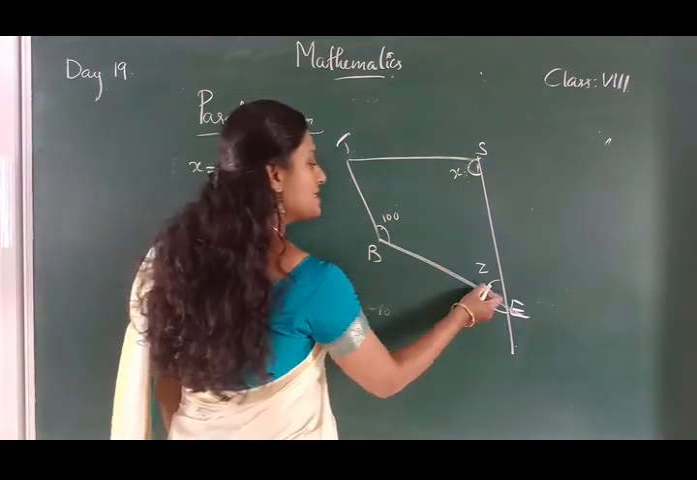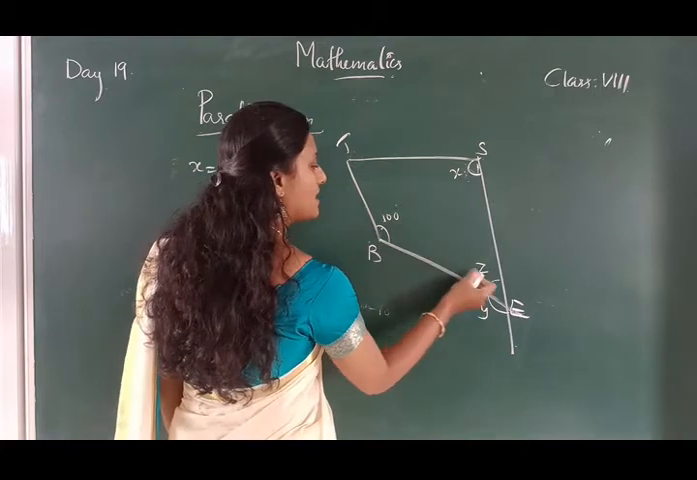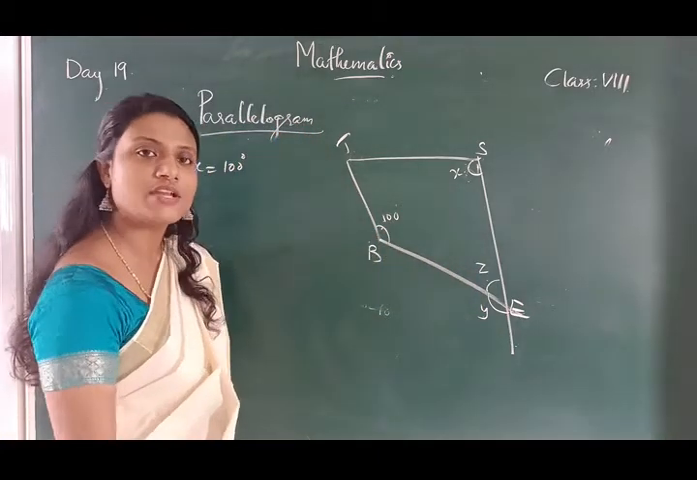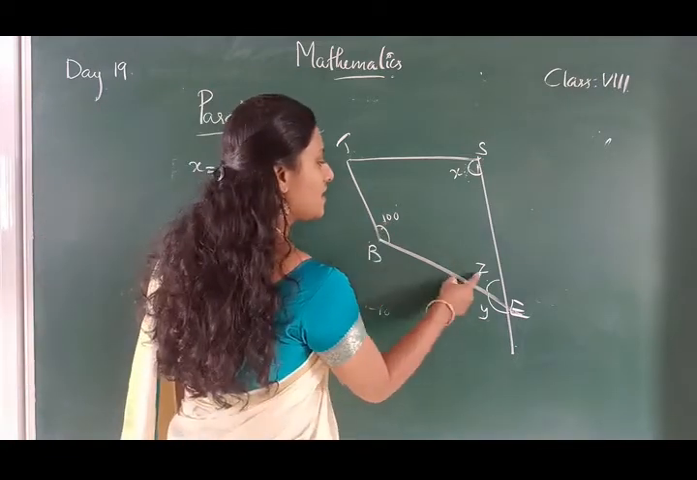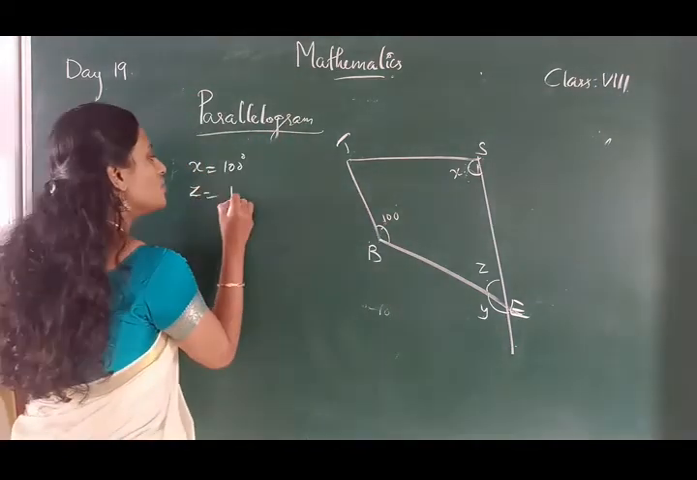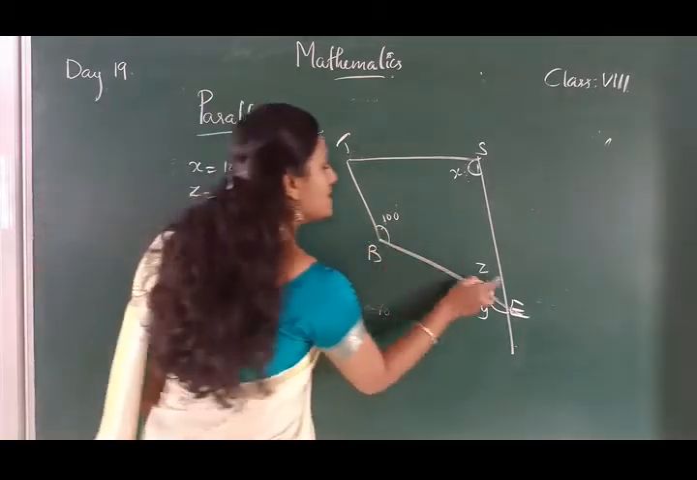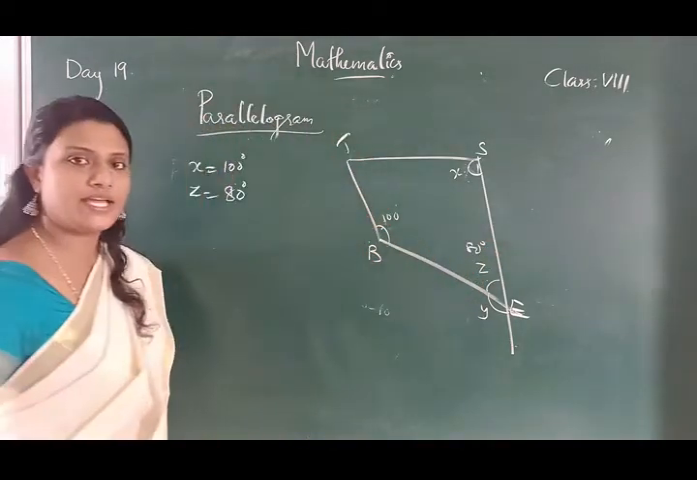Now can you find Z? This B, 100, and Z are the adjacent angles and you know that the sum of the adjacent angles is 180 degrees. So this is 100 degrees. What about Z? Z should be 80 degrees. Then only its sum is 180 degrees.